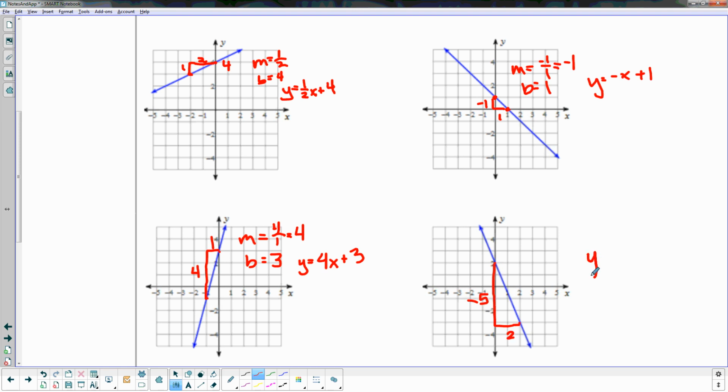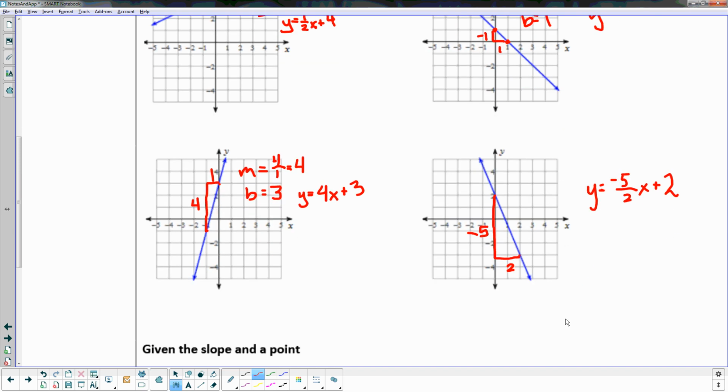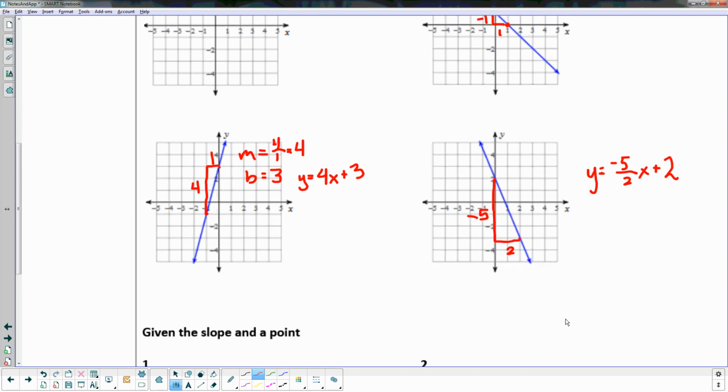So to write my slope-intercept form, my slope was negative 5 over 2. And my y-intercept again was positive. All these were positive. If my y-intercept happened down here, I would just write this as a minus sign. But my y-intercept's at positive 2. And that's my slope-intercept form. So not too bad. Okay.